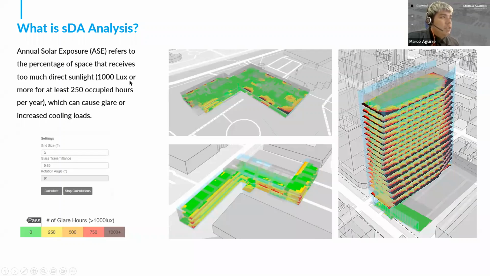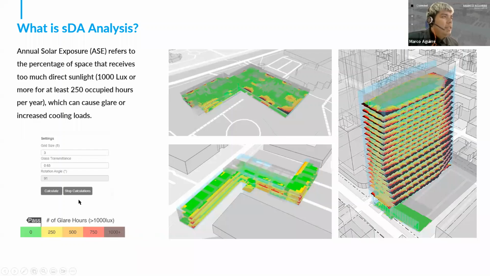And in this case, we're looking for over 1,000 lux. So that's typically where you're in a situation where it's really bright, it's really glary, you close the blinds, or it gets really hot, you take off your jacket, things like that. And that's what we want to design against. And also the time period that ASE is looking for is a little different. Instead of 50% of occupied hours, it's looking in increments of 250 occupied hours over the year.